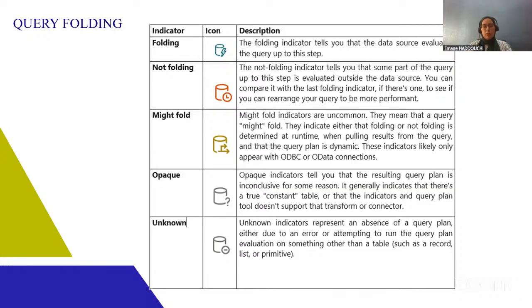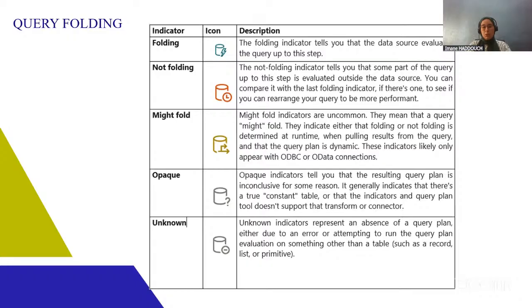The first one is the green icon. It's the folding steps. That means my data source, like Oracle or SQL Server or whatever cloud data source, is executing the work in my database. It's fast and more efficient. The second one is non-folding steps. It's Power Query doing the work locally. It's slower when we're working with big data.